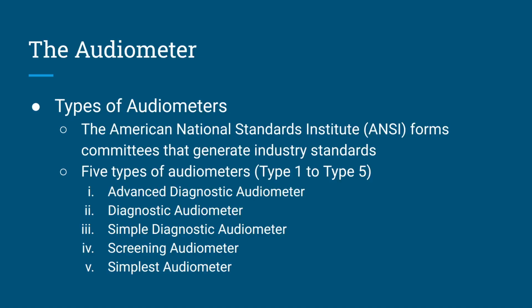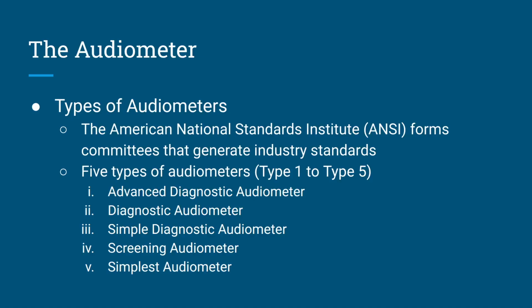There are different types of audiometers. There are actually five types of audiometers that we have, and these are outlined by the American National Standards Institute, otherwise known as ANSI. ANSI forms committees that generate these industry standards for these five different types of audiometers.